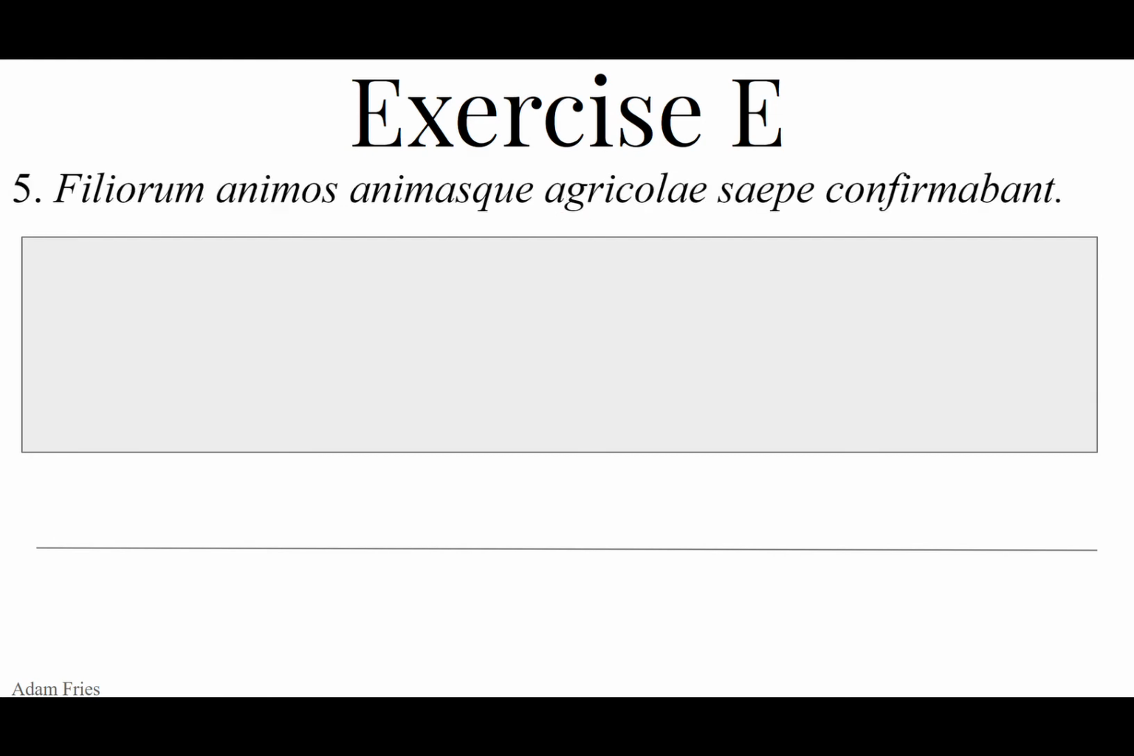Quinta. Filiorum animos animasque agricolae saepe confirmabant. So filiorum, from filius, masculine, son, male offspring. This is the genitive plural, so the only reason for genitive is possession. So sons, sons apostrophe, the sons, or of the sons, something of the sons.